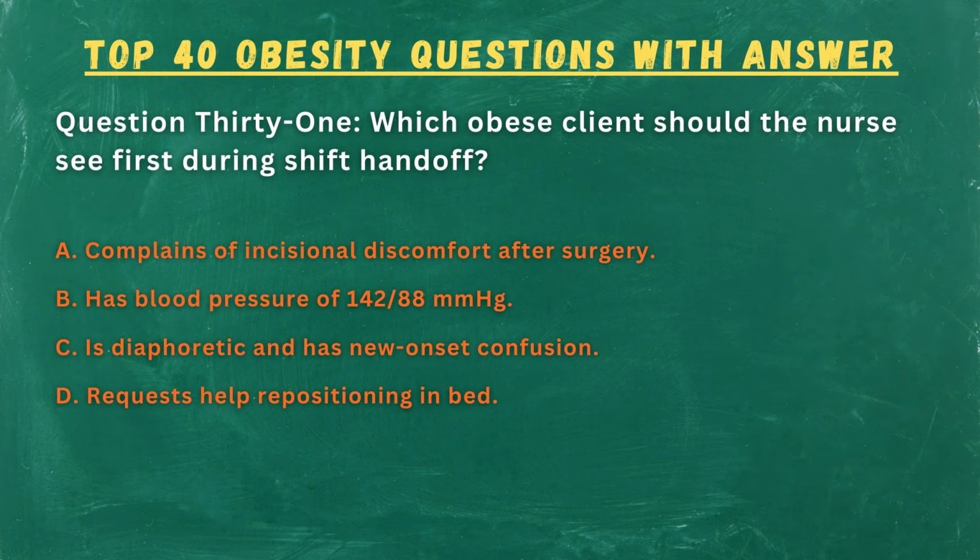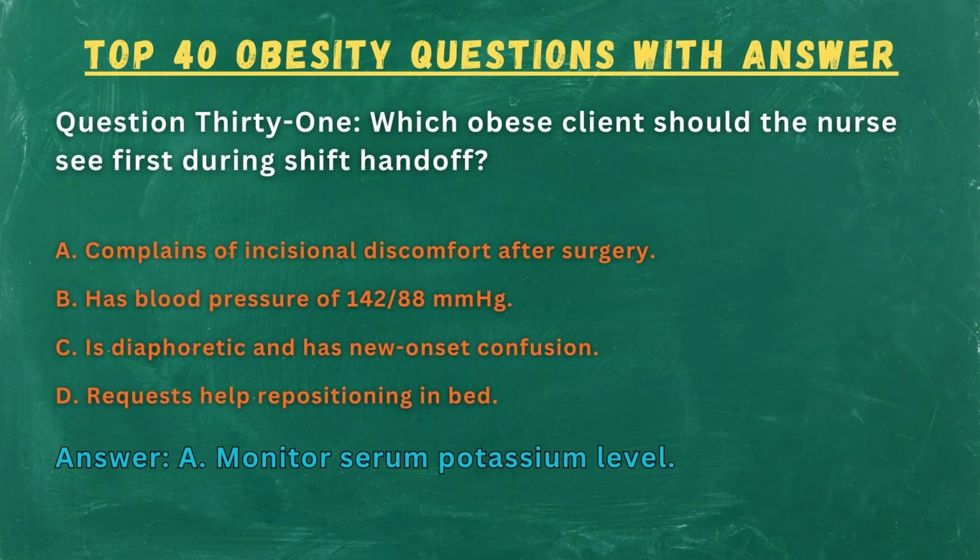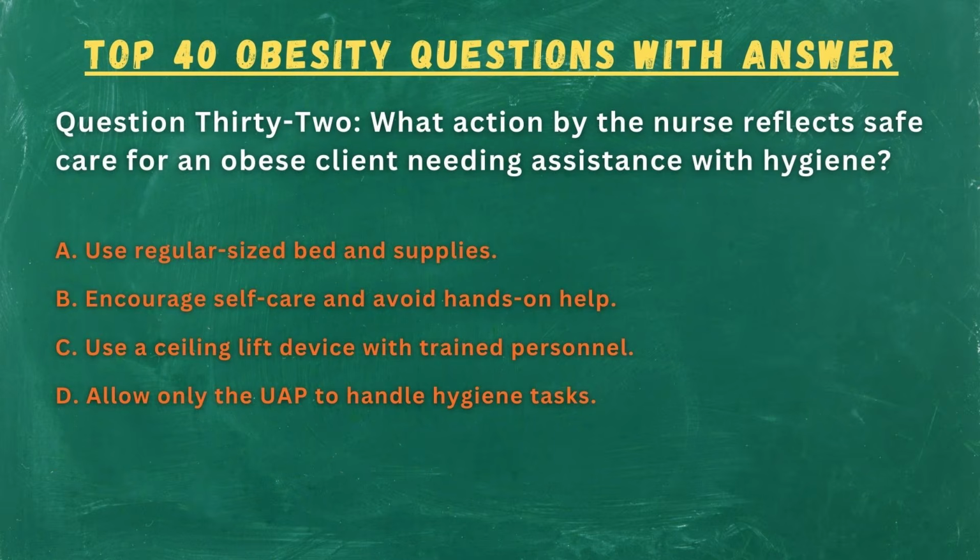A. Complains of incisional discomfort after surgery. B. Has blood pressure of 142/88 mmHg. C. Is diaphoretic and has new onset confusion. D. Requests help repositioning in bed. Answer. C. Is diaphoretic and has new onset confusion. Question 32. What action by the nurse reflects safe care for an obese client needing assistance with hygiene?